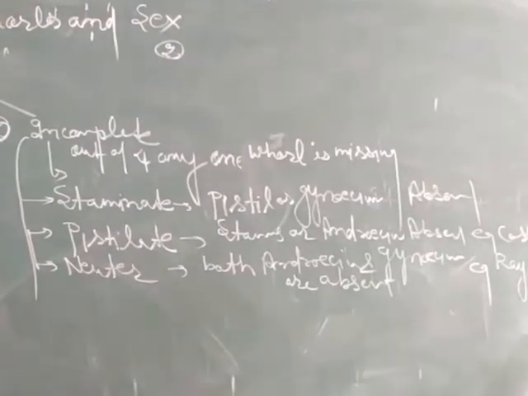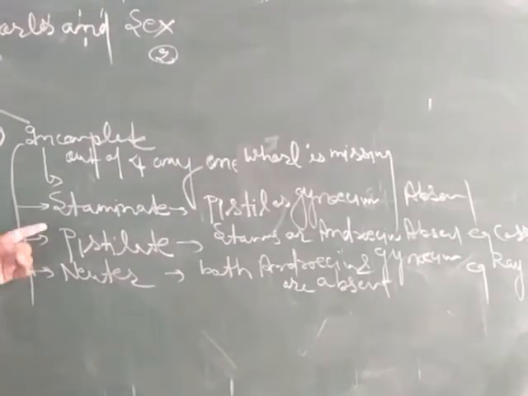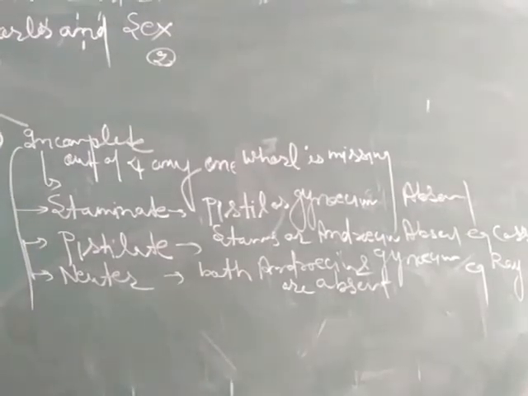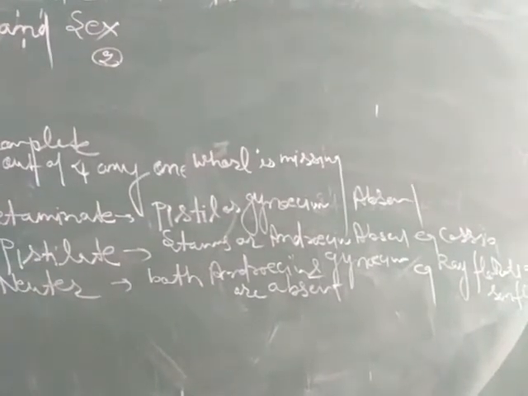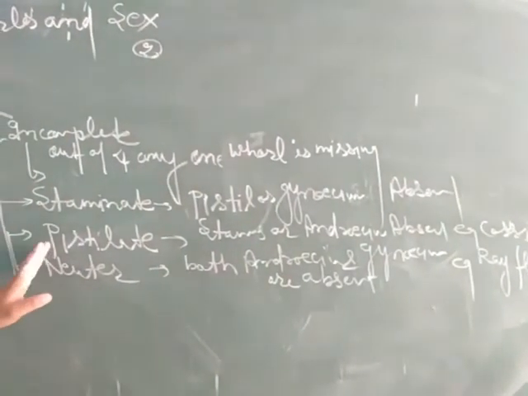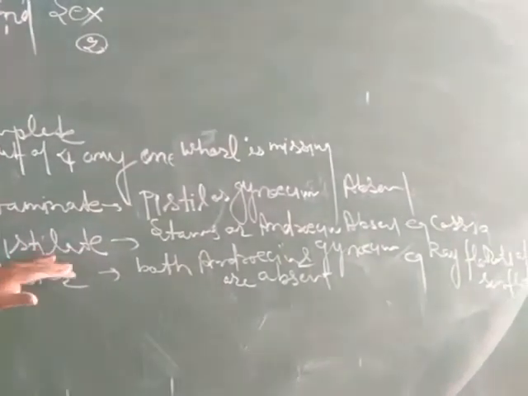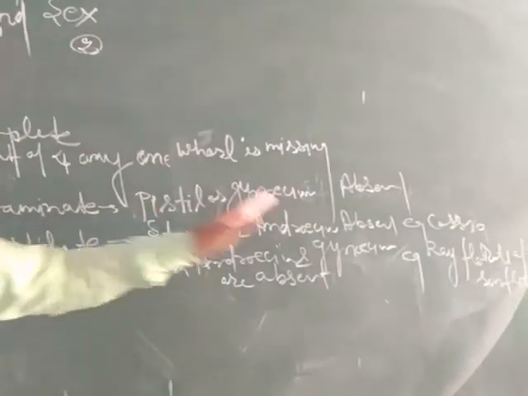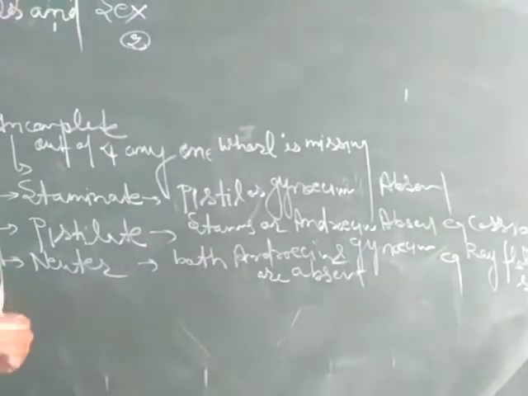This incomplete flower has different categories on the basis of the missing part. First is staminate flower, a flower which contains only stamens, meaning the pistil or gynoecium is absent. Second is pistillate, where the gynoecium is present but the stamens or androecium are absent. For example, cassia is an example of the pistillate condition.